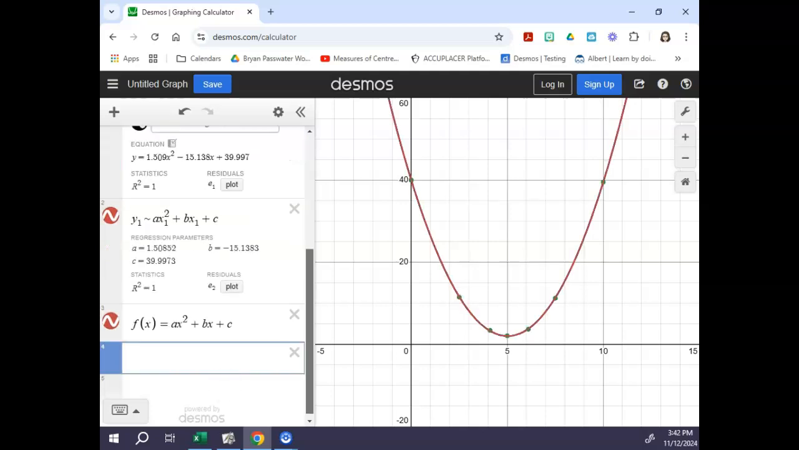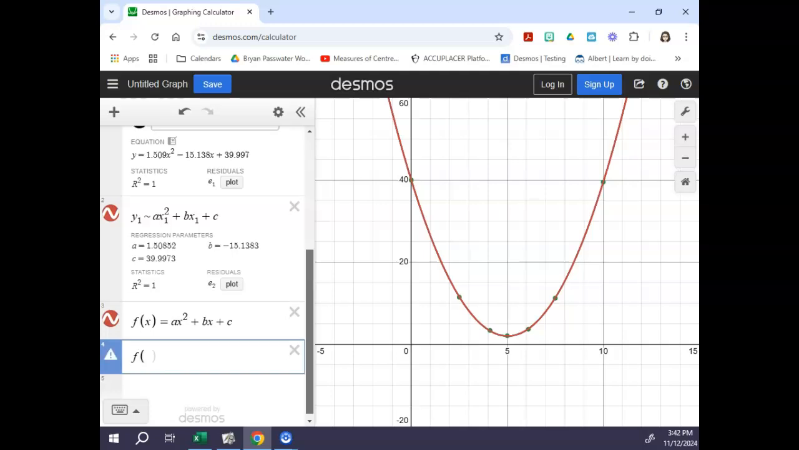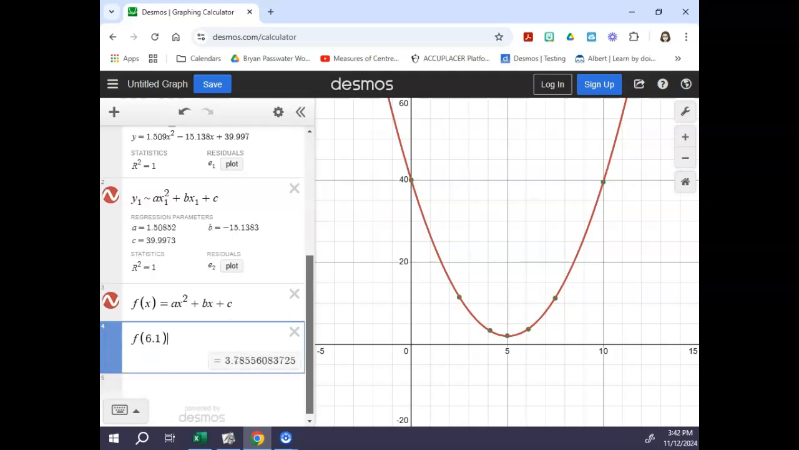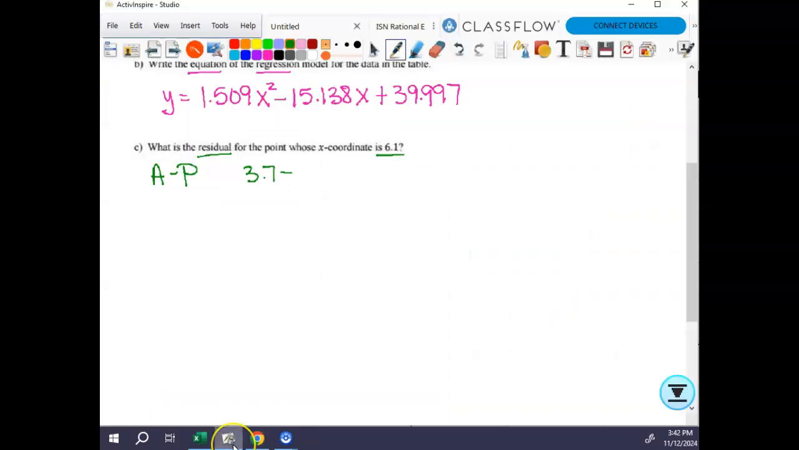And so now that I have this, notice I got rid of the other f of x. Now I can do f of 6.1. And notice that my other number was 3.80509. This is 3.7855. That's way different, okay? And even when I go to actually put my answer, now I'm going to write down that I'm going to subtract 3.7855. And if I subtracted this, it's going to come out just fine for what I need.